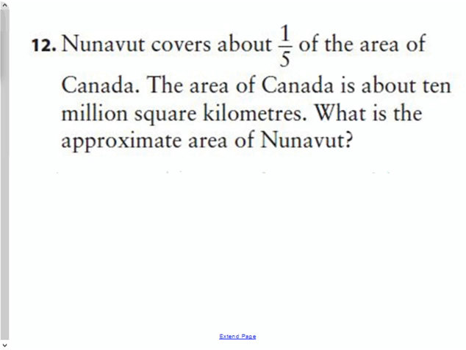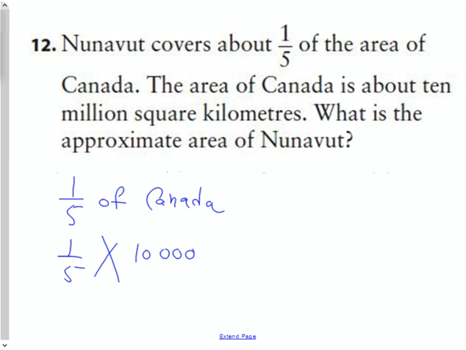Question 12 says Nunavut covers 1/5 of the area of Canada. The area of Canada is about 10 million square kilometers. So Nunavut is 1/5 of Canada, or 1/5 of 10 million. So if I was to draw, obviously you're not going to draw this one, I don't think. But if you were to draw 1/5 and then clone it 10 million times, how many fifths would you have? You would have 10 million fifths, which if you divide it, becomes 2 million.